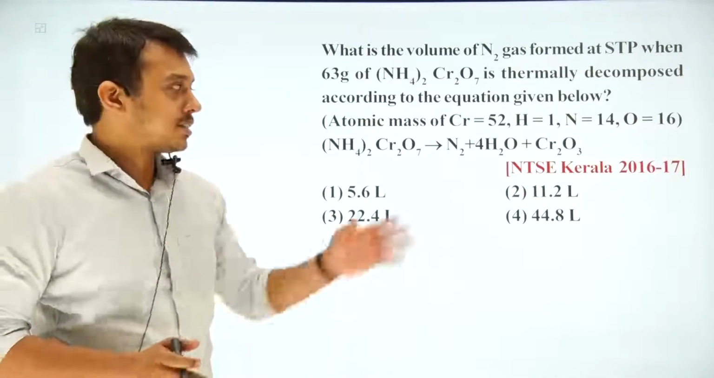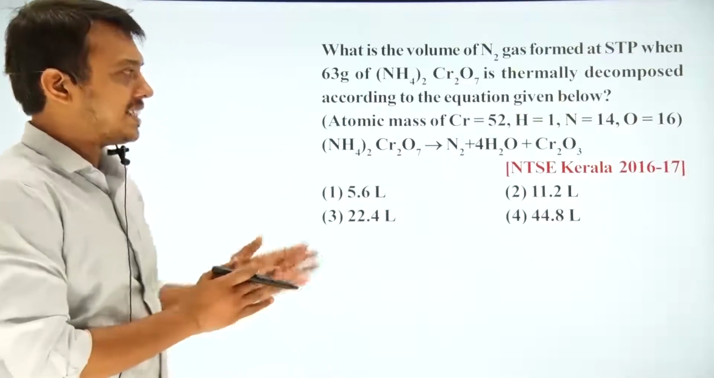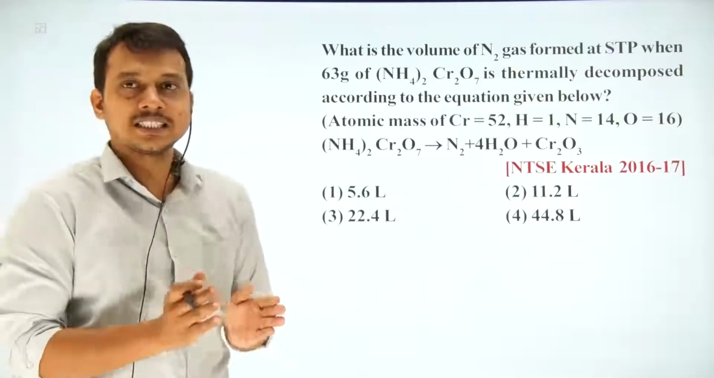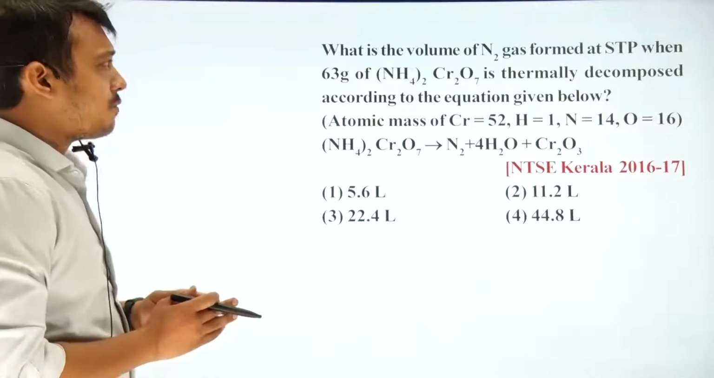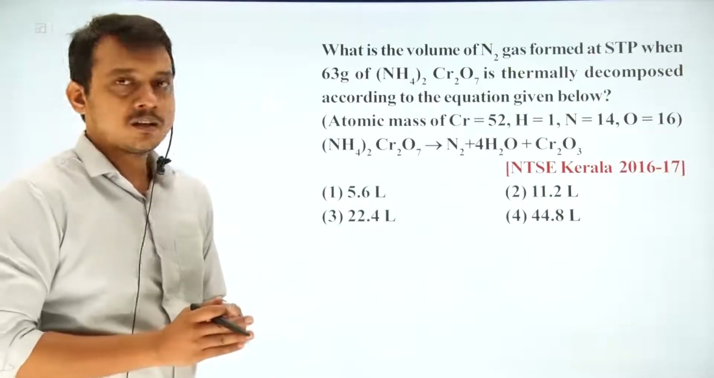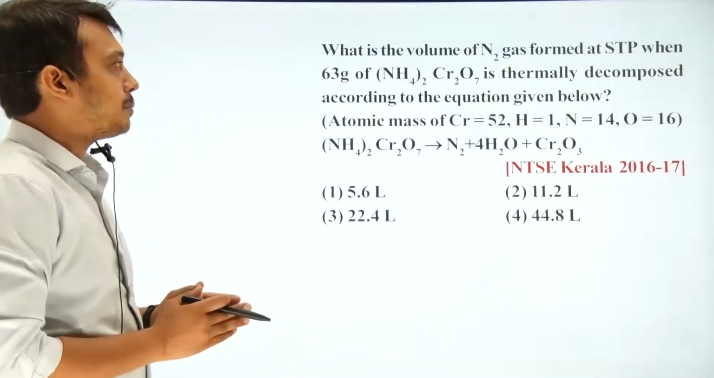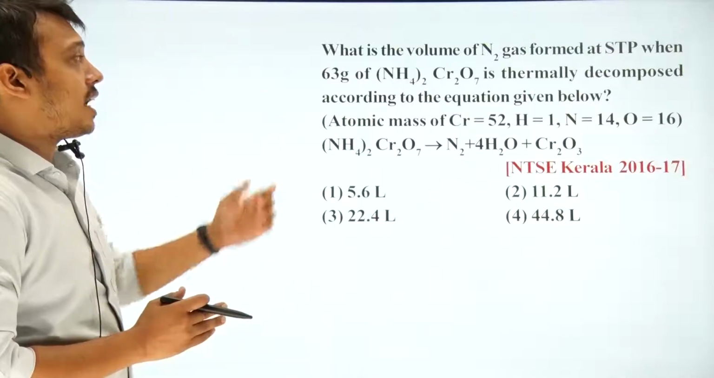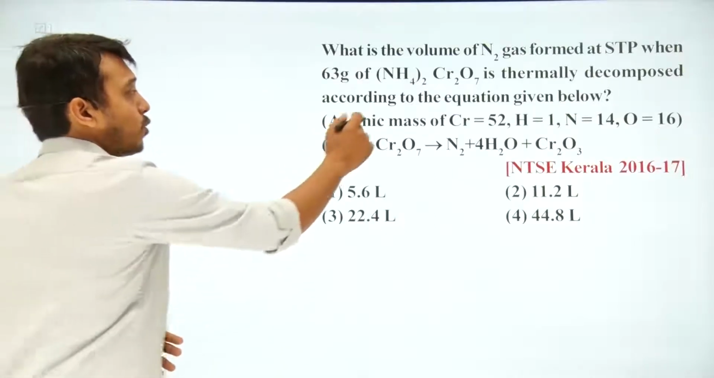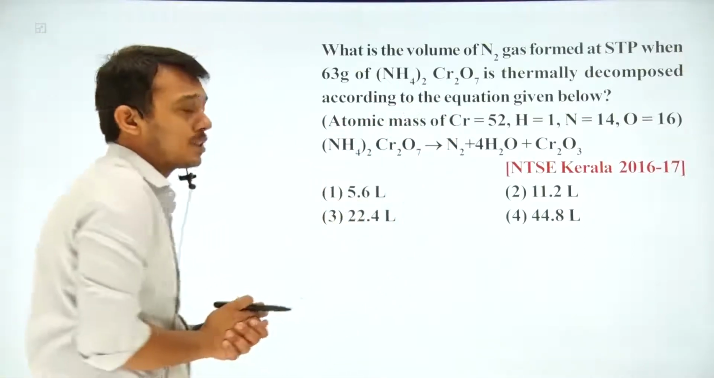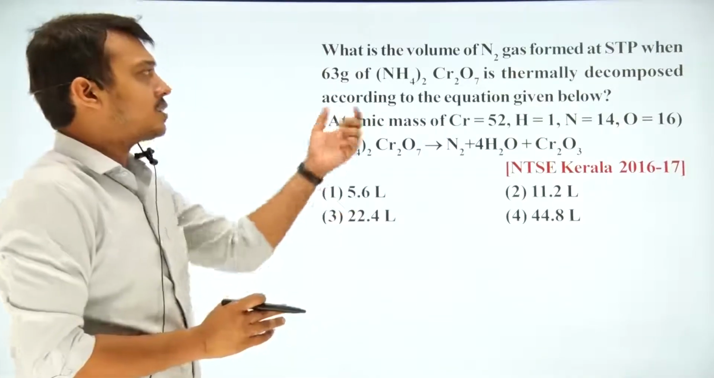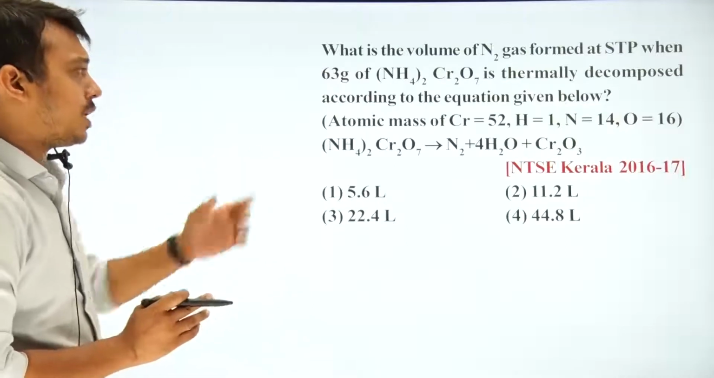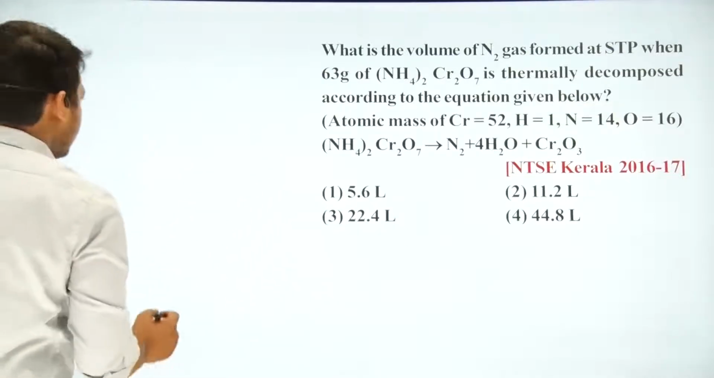So students, this is the question from NTSE Kerala 2016 and 17. What is the volume of N2 gas formed at STP when 63 gram of (NH4)2Cr2O7, which is called ammonium dichromate, is thermally decomposed according to the equation? The equation is mentioned here.